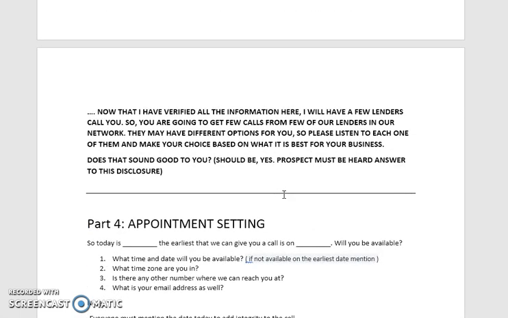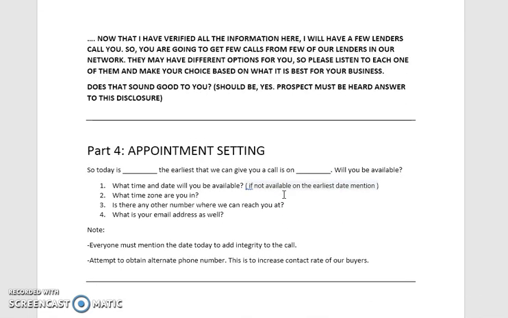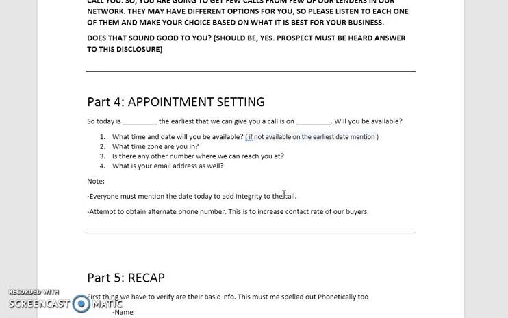Okay? Now, next, if they say yes to the disclosure, 4th part, the appointment setting. So, again, on this part, we should be able to mention the date today just to add integrity to the call. So, today is, let's say, July 11. The earliest we could give you a call is on July 13. Will you be available? If they say yes, then go ahead and ask for the time and date. Well, on this part, we ask for the time and date that they'd be available.